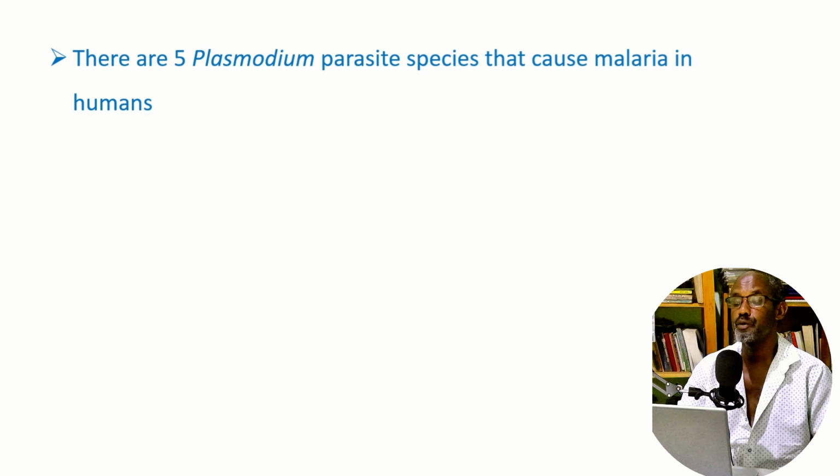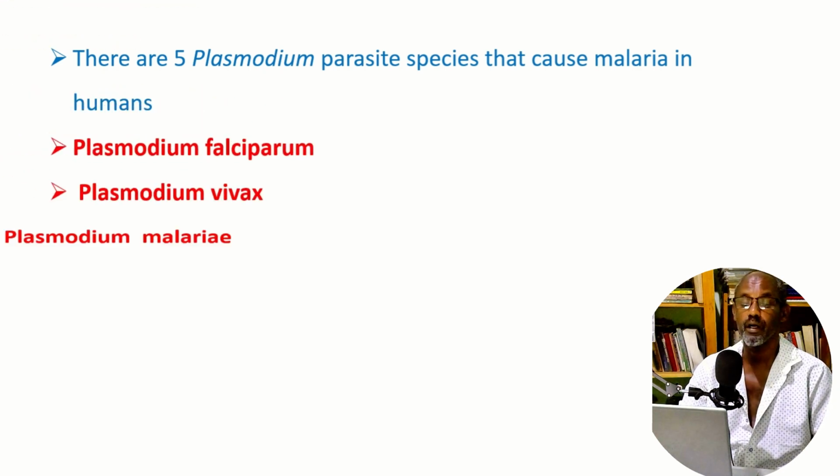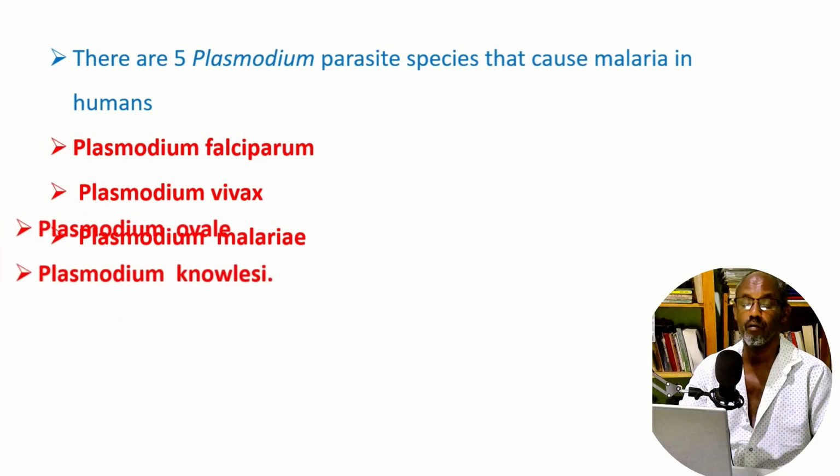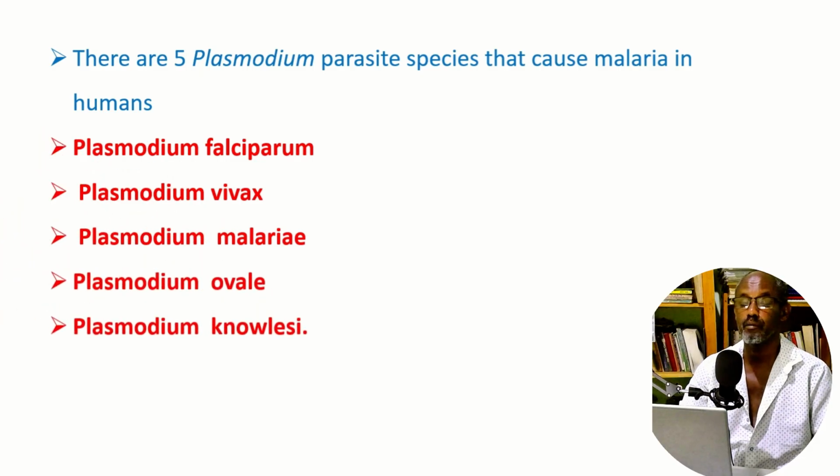There are 5 Plasmodium parasite species that cause malaria in humans. These are the 5 varieties that are common in different geographical areas. The most deadly is Plasmodium falciparum. Of course, if we consider around the world, when it comes to sub-Saharan Africa, the number 1 killer is Plasmodium falciparum. When we consider the globe worldwide, Plasmodium falciparum and Plasmodium vivax are the 2 number 1 killers.